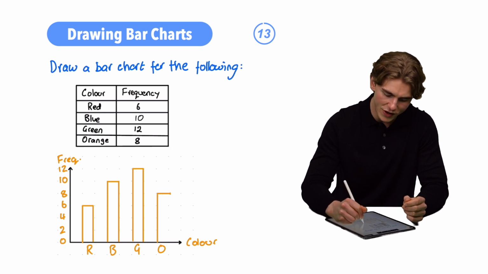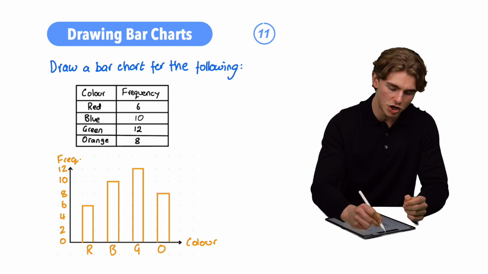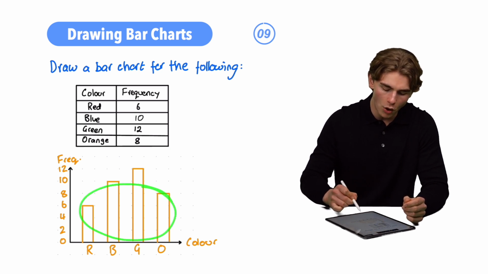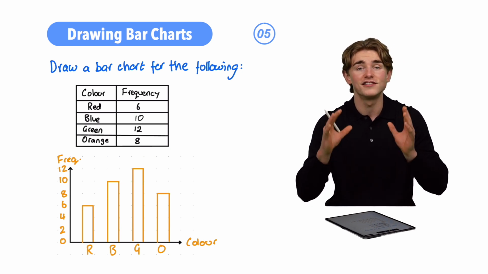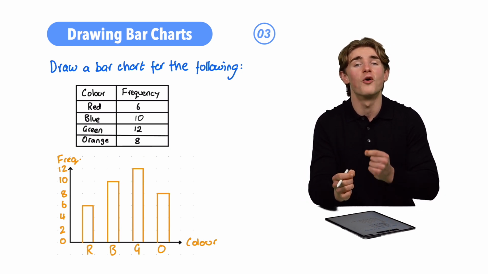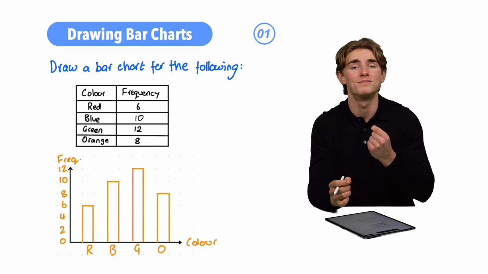And finally, guys, we can see that we've drawn our bar chart. All of our bars have the same distance between them. All of our bars have exactly the same width. We've got our frequency on there, our color. So our job is done, guys. That is going to be all of the principles for drawing a bar chart.